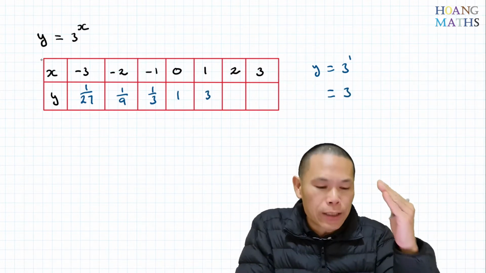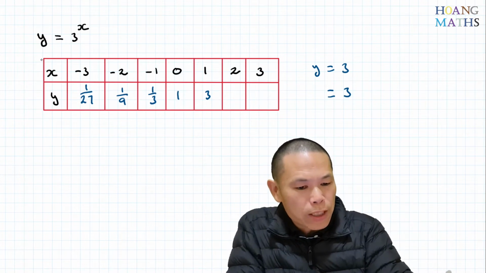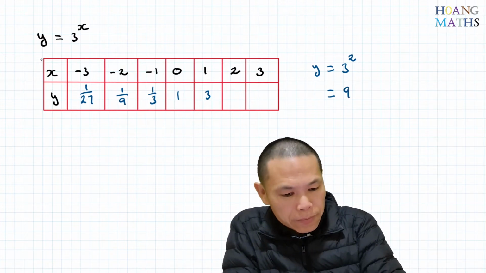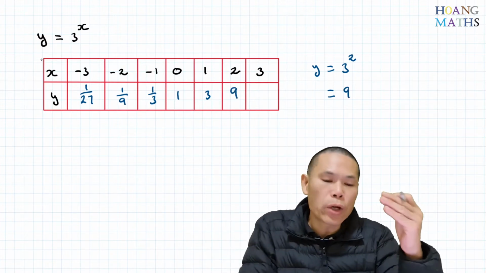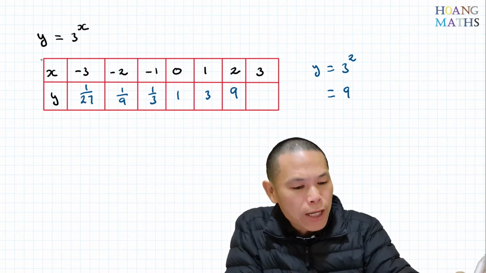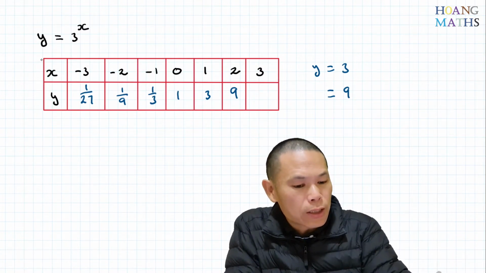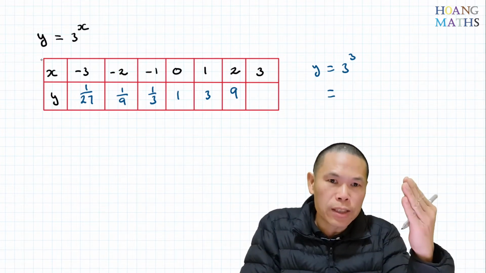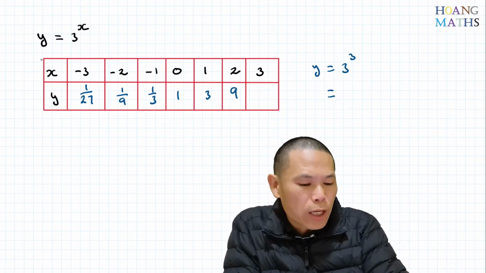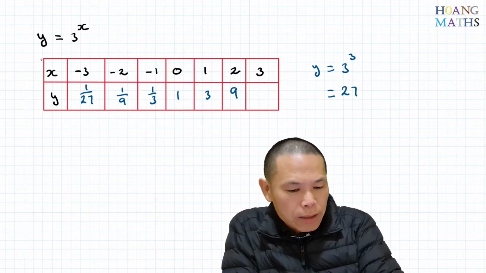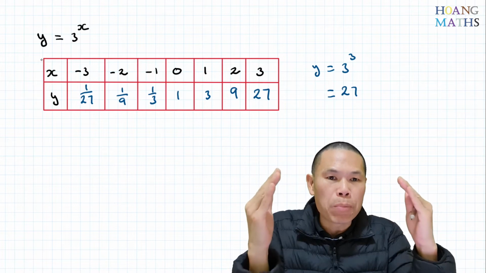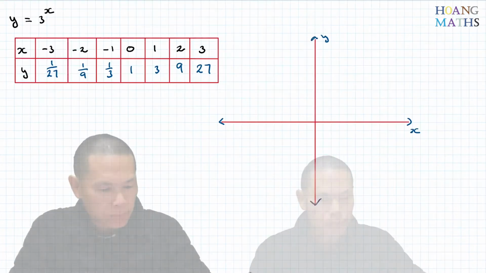And when x is equal to 2, so this replaces with 2. So 3 squared is 9. So that gives me 9. And when x is equal to 3, of course, 3 to the power of x, so x becomes 3. So 3 to the power of 3 is 27. Otherwise, put that on a calculator, okay? So that gives me 27. Now let's plot this on the number plane, see what it looks like.